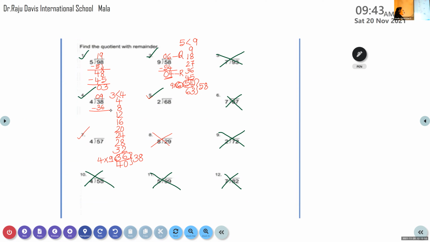Now you have to subtract it. You have to start from the ones place, right? 8 minus 6, 2. 3 minus 3 is 0. Whether anything else can be done? Whether any number is there to bring down? No. So 2 is smaller than 4. So the remainder is 2. Nothing can be done. You have to stop there. 2 will be the remainder. 9 will become the quotient. Good. Now next.